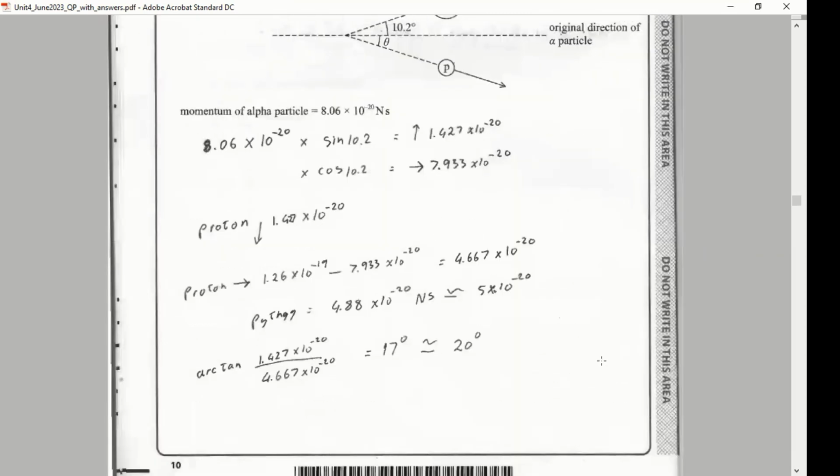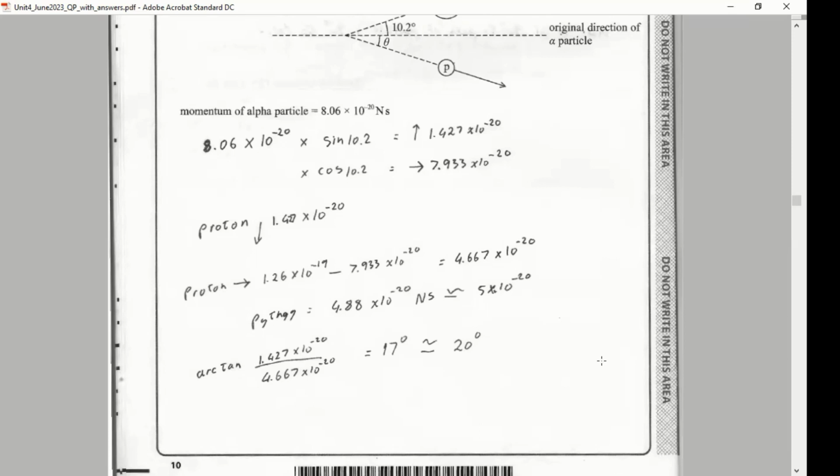So the way that I teach this, I'm sure you probably do much the same thing, is you're going to have to resolve the momentum of the alpha particle. So 8.06 times 10 to the minus 20. Vertically, that'd be times the sine of 10.2 degrees. And the horizontal component, we multiply that by the cos of 10.2 degrees. So you've got two different numbers. That's momentum vertically and the momentum horizontally.